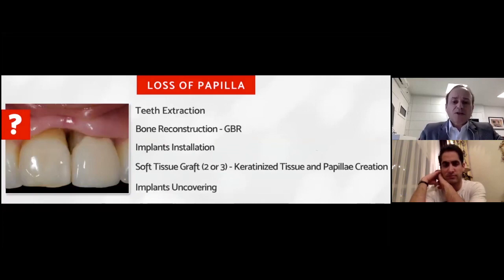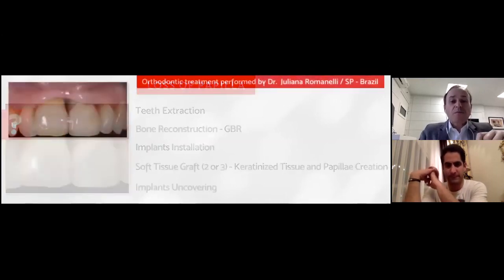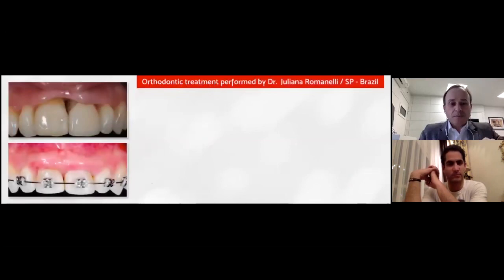And one more surgery, implants and covering. Maybe between 4 and 6 surgeries. But if you go through this sequence of treatment, probably we would face unpredictable results. Instead of doing that, an orthodontic treatment was applied, slow orthodontic extrusion.